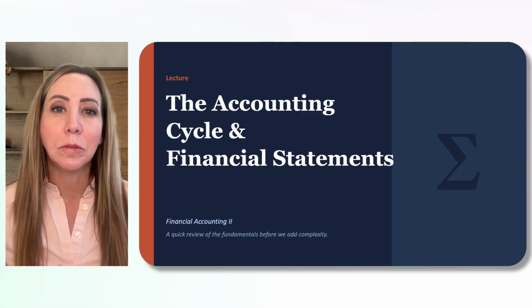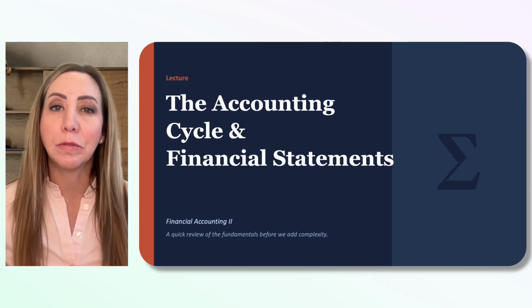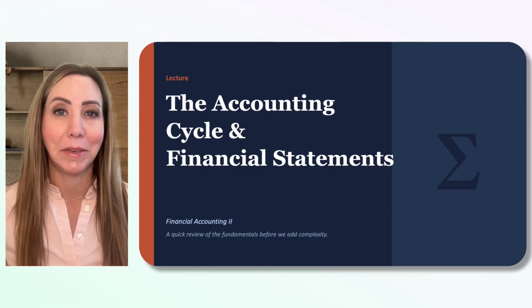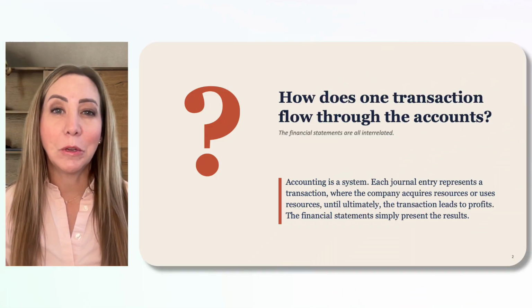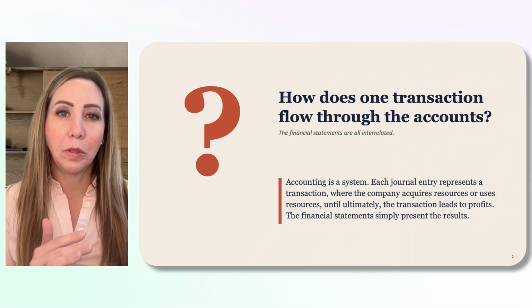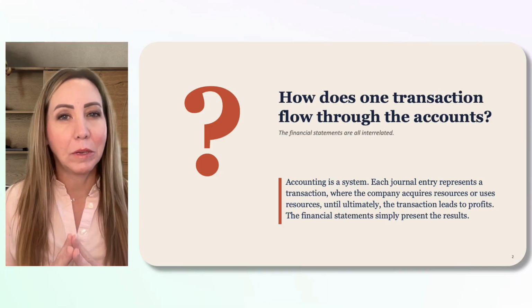How does a transaction become a journal entry? How that entry flows through the cycle, and how it all lands in the financial statements that tell a company's story. Here's the question I want you to keep in mind for the next few minutes. How does a single transaction ripple through a company's accounts? That is really the heart of accounting.